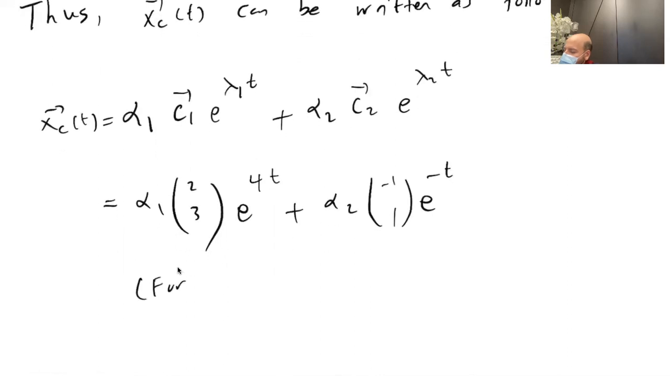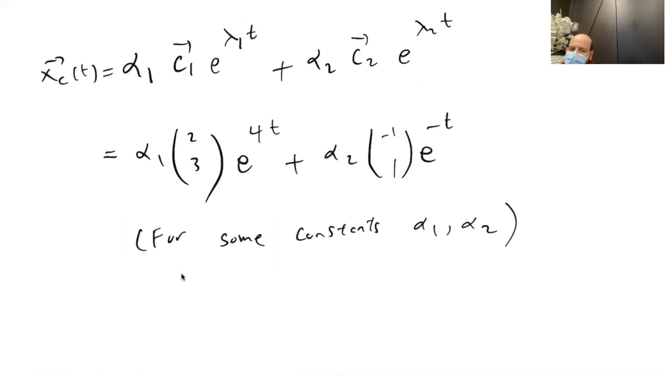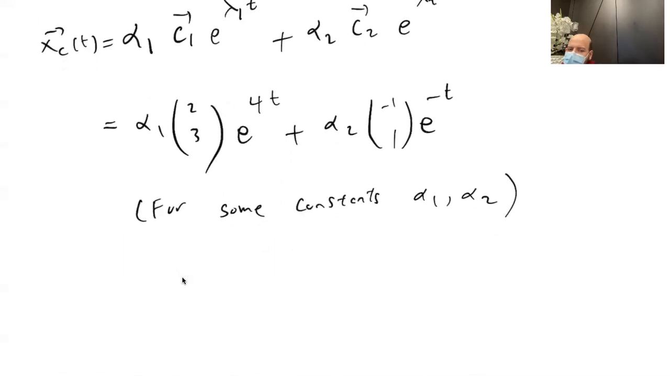for some constants alpha 1 and alpha 2. So this is my xc, which we already explained before.